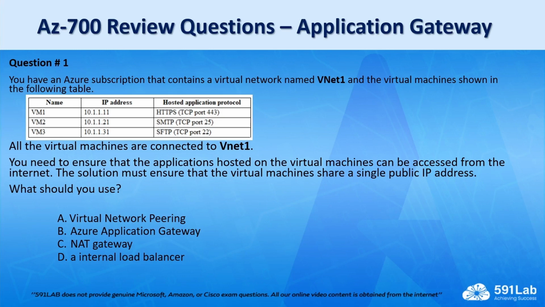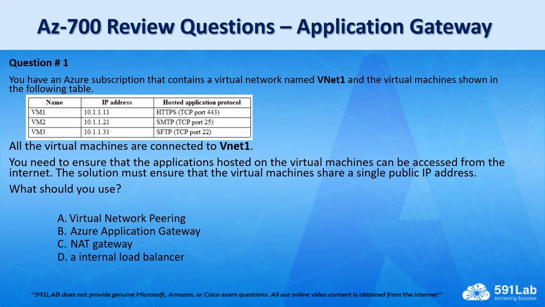Now, the next part of the question says you need to ensure that the applications hosted on the virtual machines can be accessed from the internet. And the solution must ensure that the virtual machines share a single public IP address. What should you use? We all know if we choose to use application gateway, then we can use a single IP address to access different applications. And we also have the option to use path-based routing or URL-based routing.